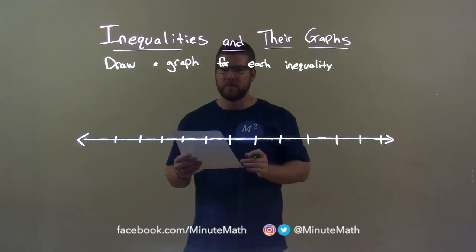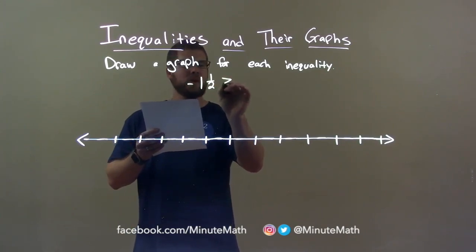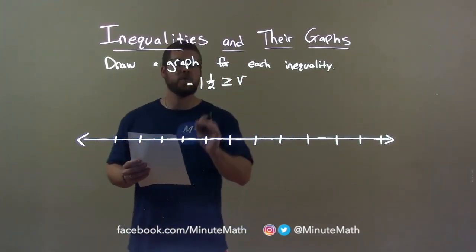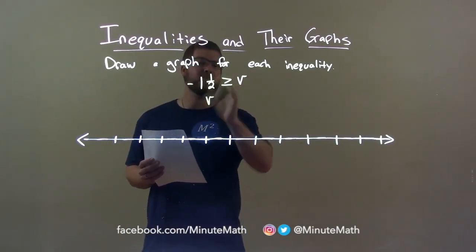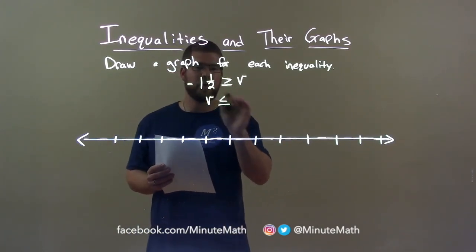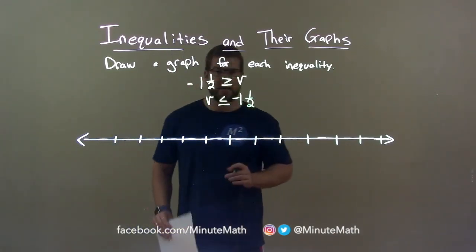If I was given this inequality, negative 1 1/2 is greater than or equal to v, I always like my variable to be written first, so I'm going to rewrite this. V comes first, and we flip everything. The greater than or equal to sign becomes a less than or equal to sign, and then negative 1 1/2 here. All right, v is now written first.